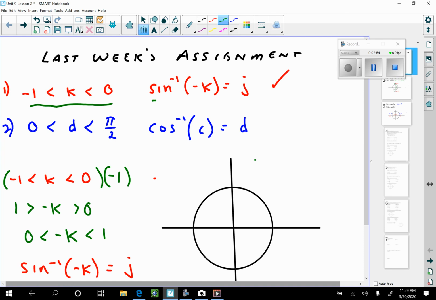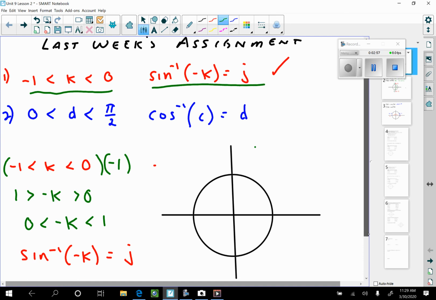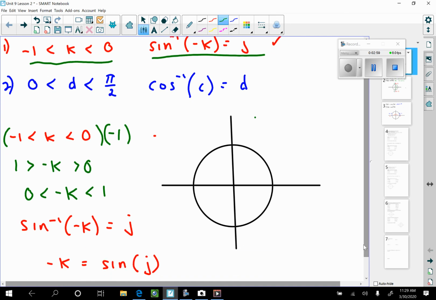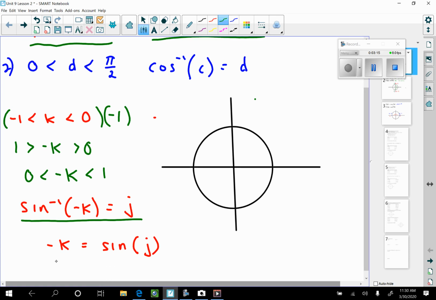And now I'm going to take this part of that statement, and I'm going to take the sine of both sides, and I'm going to say, hey, if this is true, if the inverse sine of -k is equal to j, well, wouldn't that imply then that the sine of j is -k? And indeed, it does imply that. And what do I know? Well, I know this -k is a positive number, and I know that sine outputs a number between -1 and 1. But in this case, -k is going to be positive, and that's because the original k was negative.